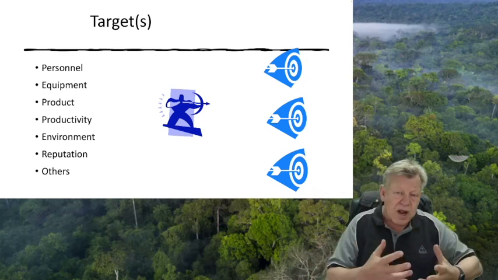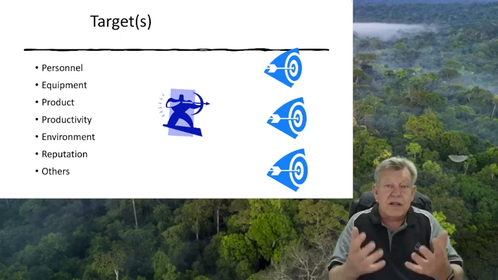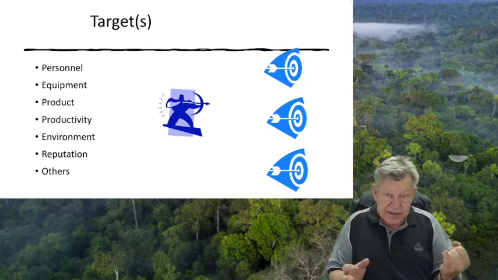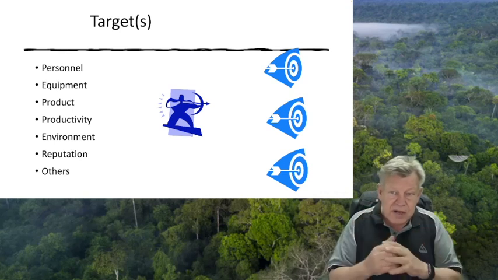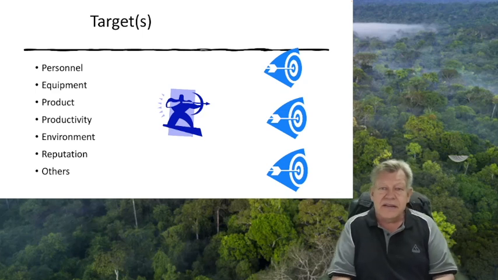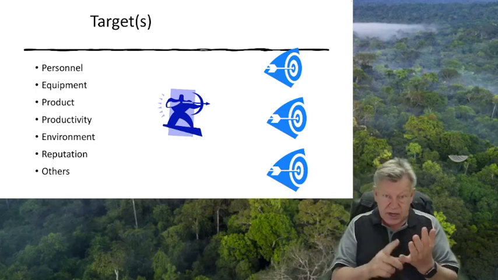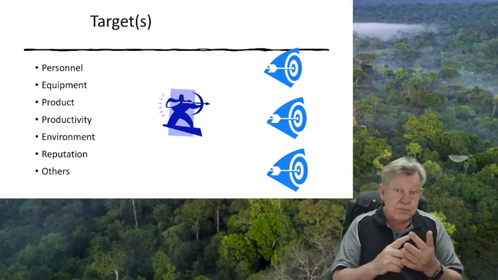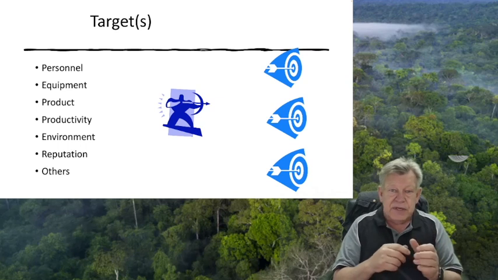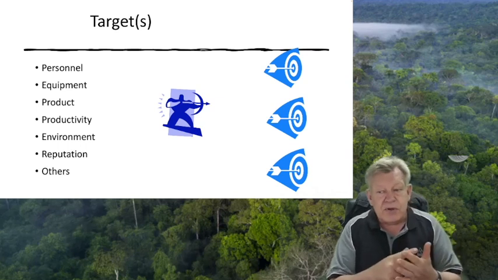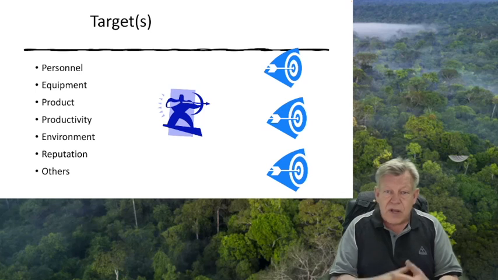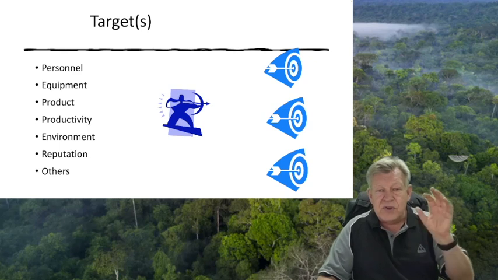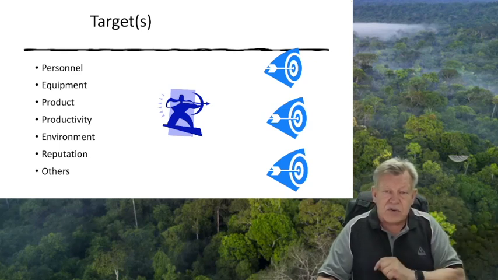I've been talking about targets. What are the targets? Because we've now spoken about the hazards and the hazard characteristics. Let's talk about targets. A target is anything that can be harmed. Personnel, people, equipment, product, productivity, in other words, business interruption, the environment, your reputation. Those are just examples of targets, of where you can suffer because you did not identify hazards and control them.